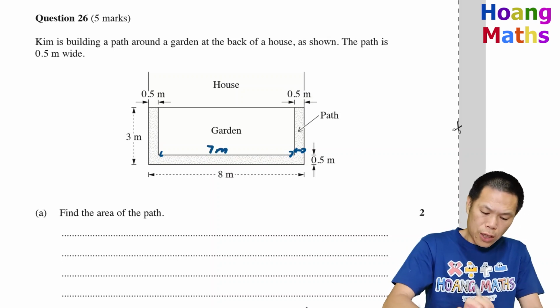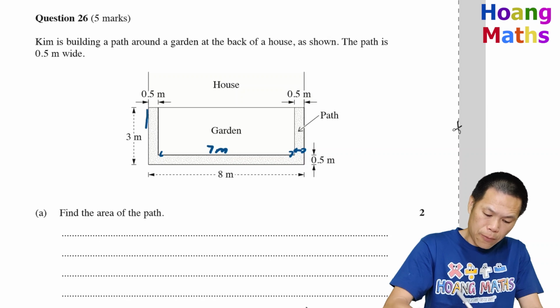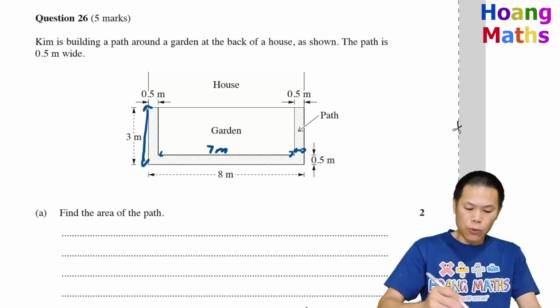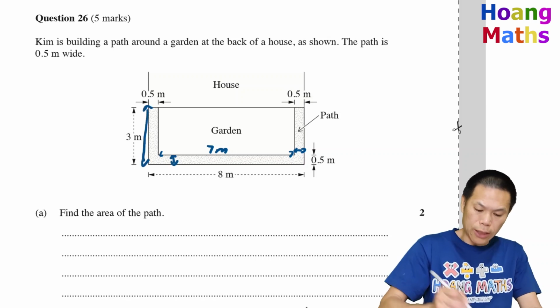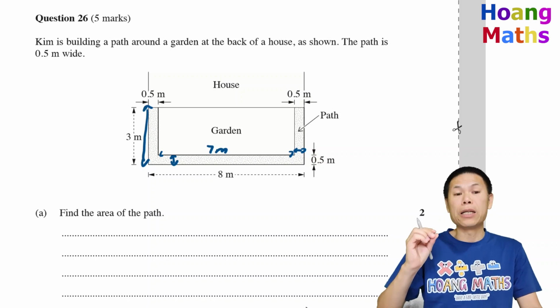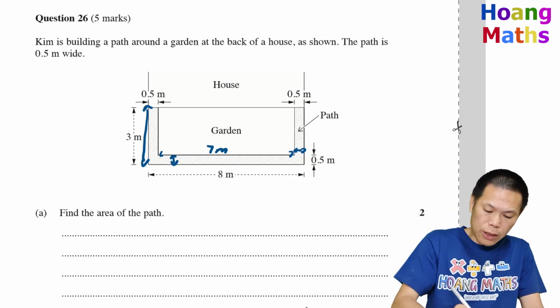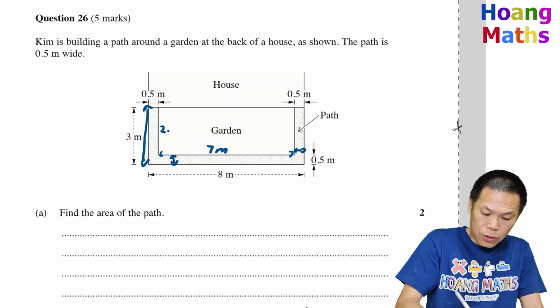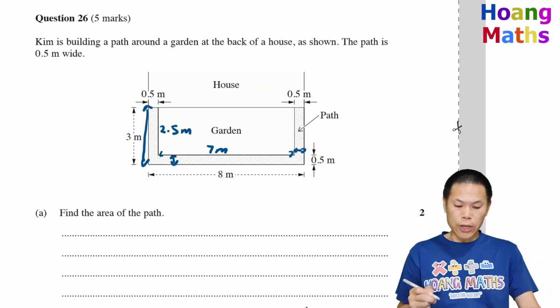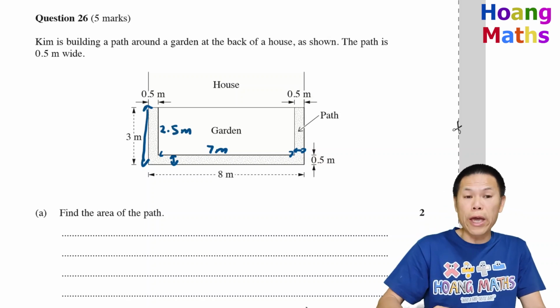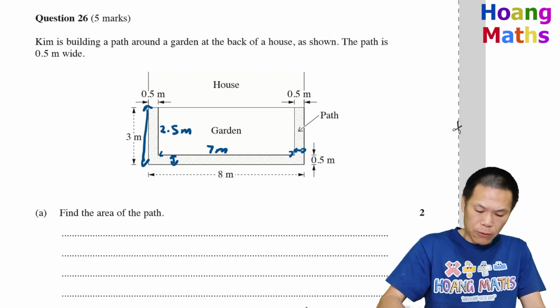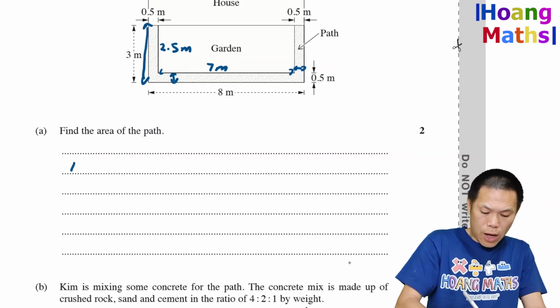And for the width, we know that from here to here is 3 meters. So we just need to minus 1 gap only. So it's 3 minus 0.5, so that is 2.5 meters. So now I just need to work out the two areas and we just minus them out. So let me just write on here.